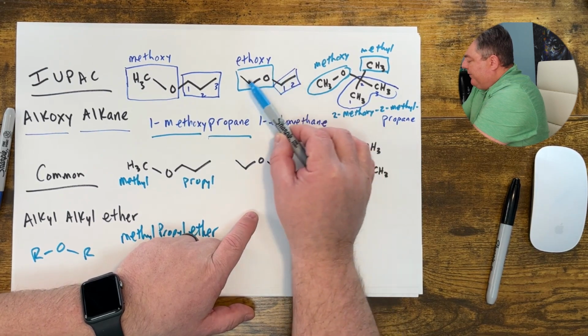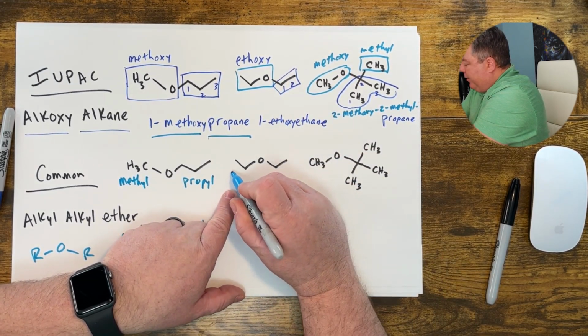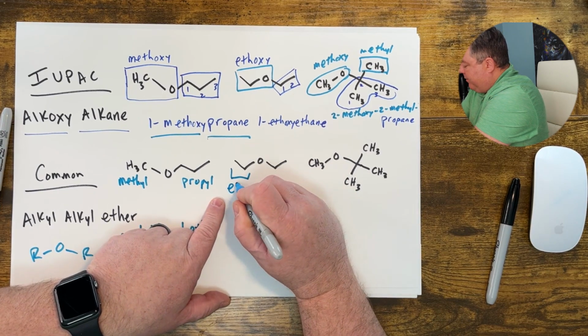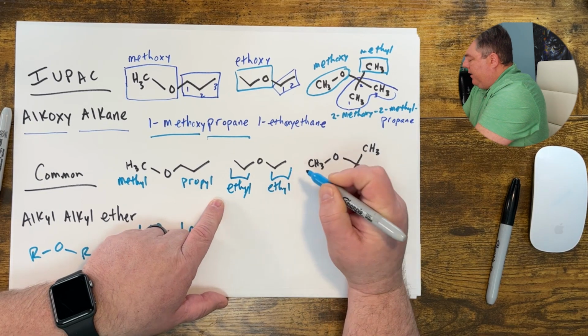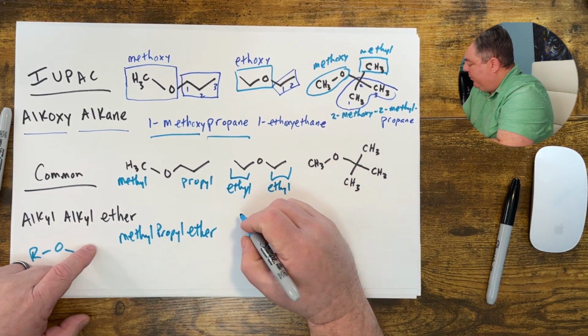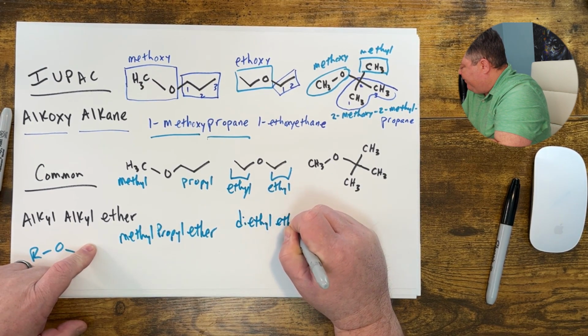So 1-ethoxyethane, this compound, looks kind of like a bat. Let's name the two groups. We have a 2-carbon group, ethyl, and an ethyl. So instead of saying ethyl ether, well, there's two of them, so we just call it diethyl ether.